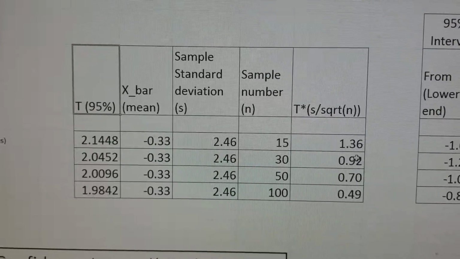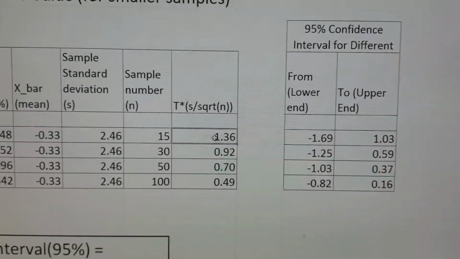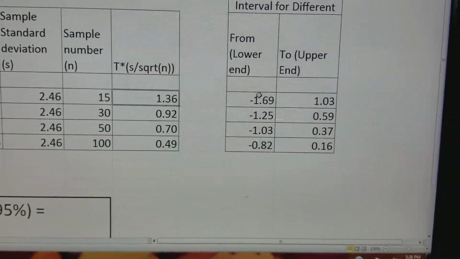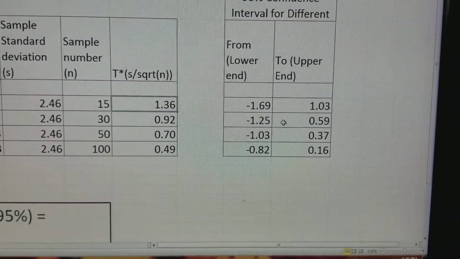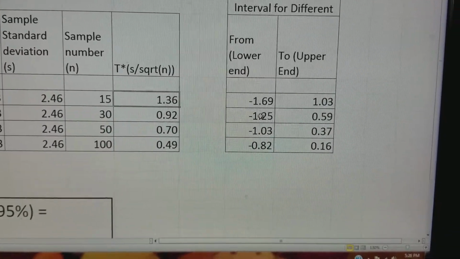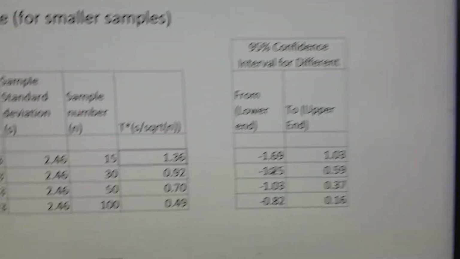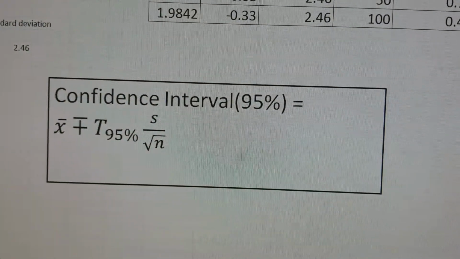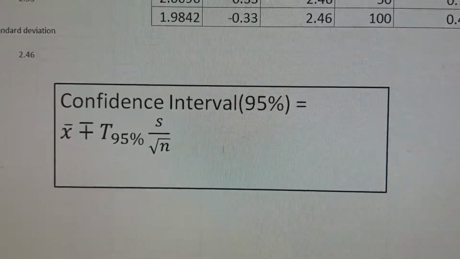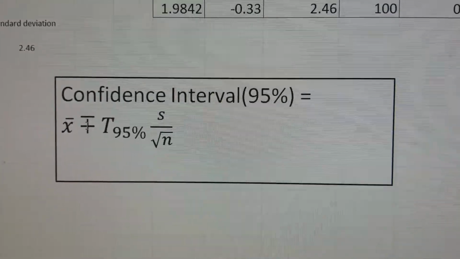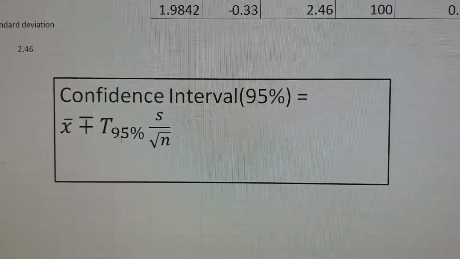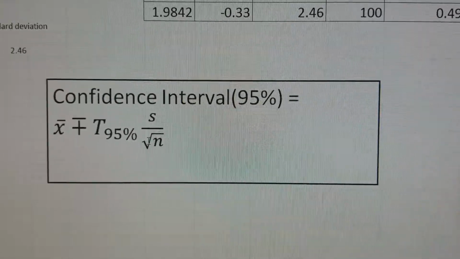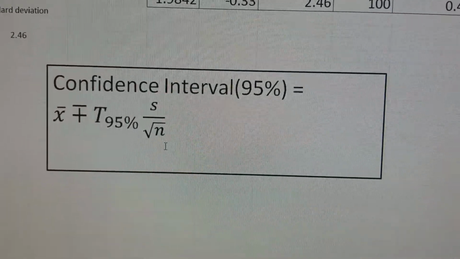Again, the same thing over here, except that instead of z, we're using the t value, and we're going from a lower end to an upper end. The only thing is, this is just more statistics. Supposedly the number is going to be a little bit better. And again, it's going to be a confidence level of 95%. So it's still going to be the mean plus and minus my t value for 95% multiplied by the sample standard deviation divided by the square root of the number of samples.